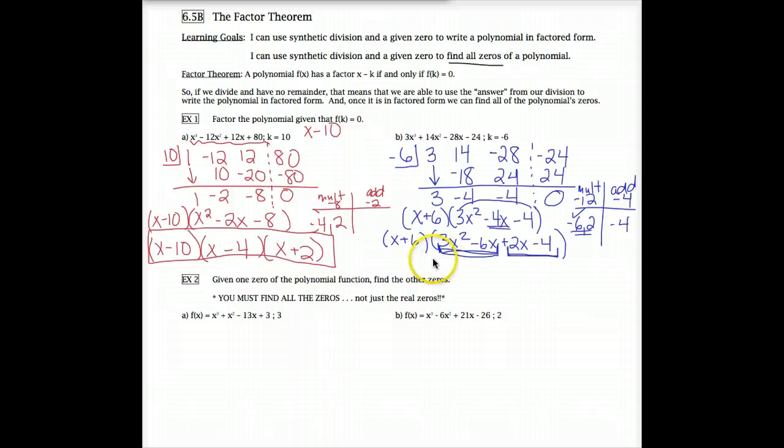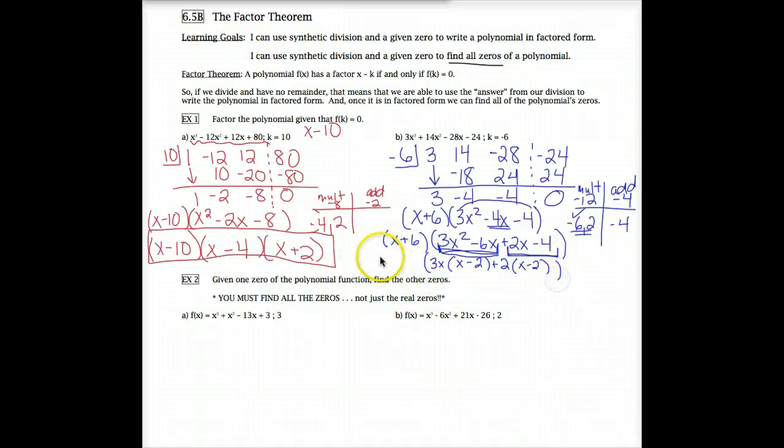So that first group has a GCF of 3x. When I factor that out, I've got x minus 2 remaining, which means that this parenthesis has to be x minus 2 also. So what do I multiply x by to get 2x? I multiply by positive 2.